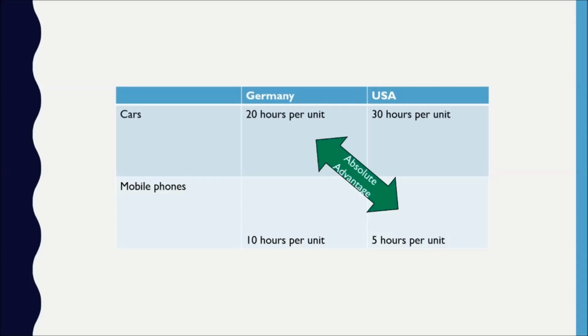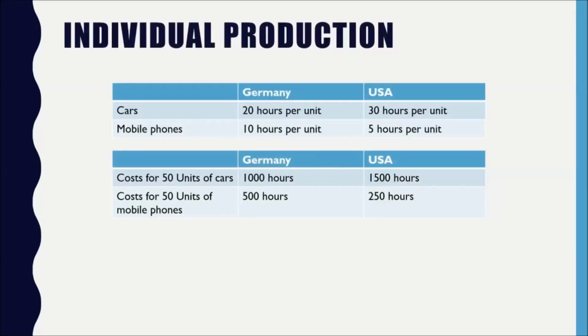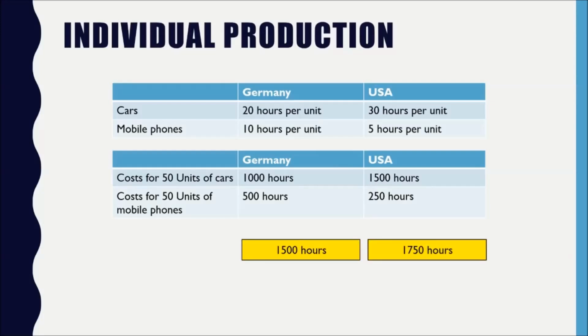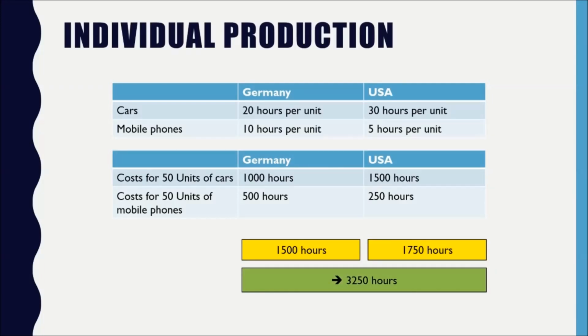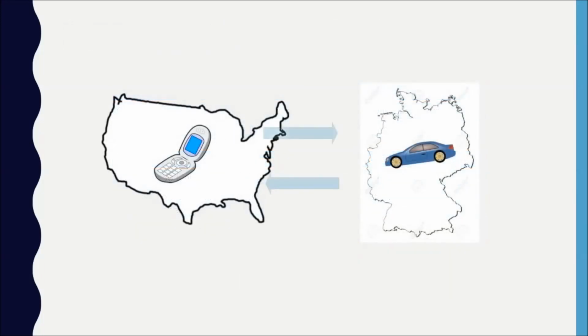That is the reason why Germany and the USA in our example concentrate on producing the good where they have the absolute advantage. If we now look at the cost for each country to produce 50 units of the two goods each, we can see that both together have to invest 3,250 hours altogether. This situation can be optimized by trading.